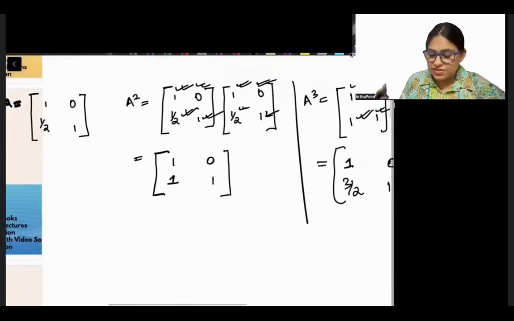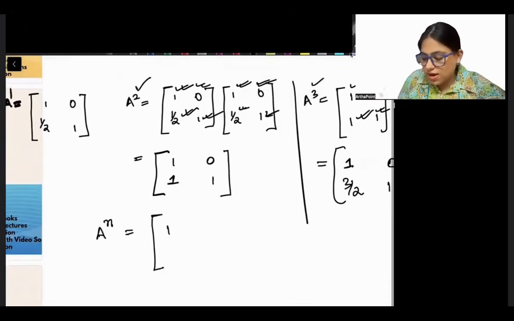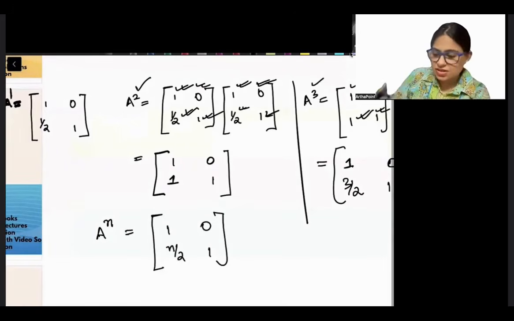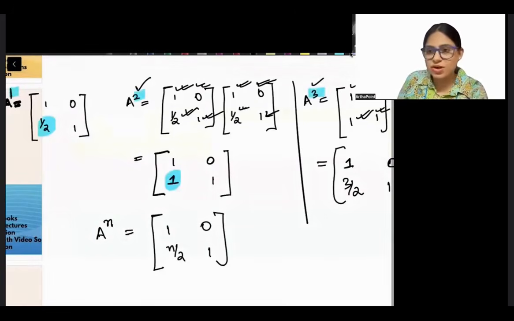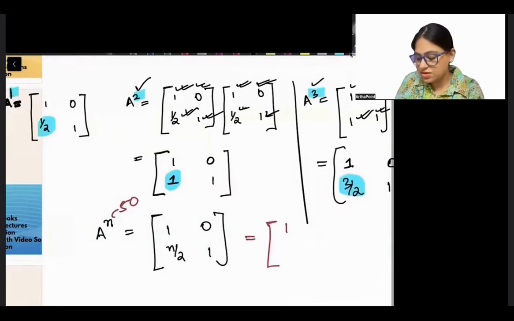The pattern that we see is that A to the power n, here it is A to the power 1, A to the power 2, A to the power 3, will be [1, 0; n by 2, 1]. Isn't it? Power was 1, half. Power is 2, 1. Power is 3, 3 by 2. So when the power will be 50 beta, what will happen? [1, 0; 50 by 2 is 25, 1].